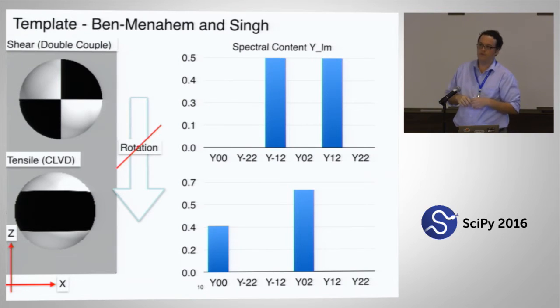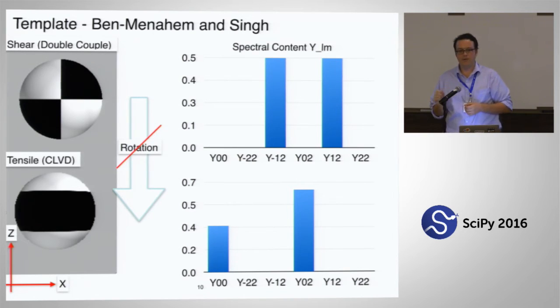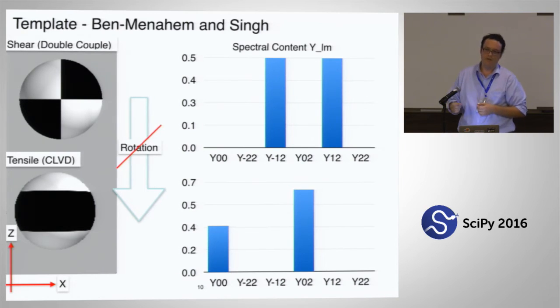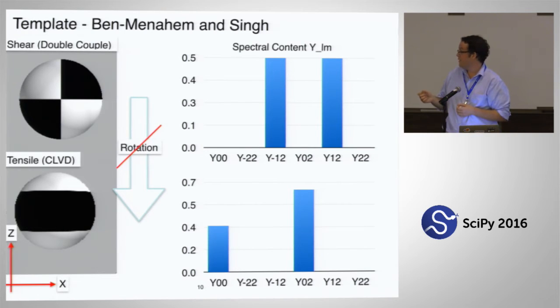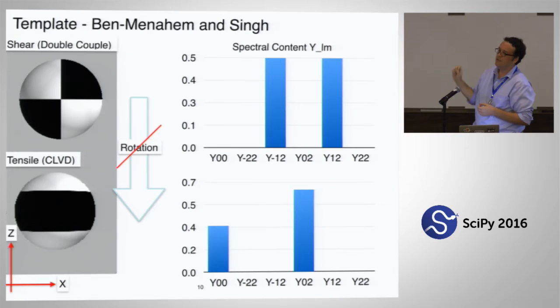So that was an empirical observation, and it seemed to be functionally useful for fulfilling our coding requirements. But to really understand why that's the case, we have to delve a little bit into the theory of seismic sources. And to do that, we've borrowed very heavily on the formalism of Ben-Menahem and Singh. What that does is basically we can understand the shear and tensile sources of the earthquake in terms of some spectral content of these spherical harmonic functions.